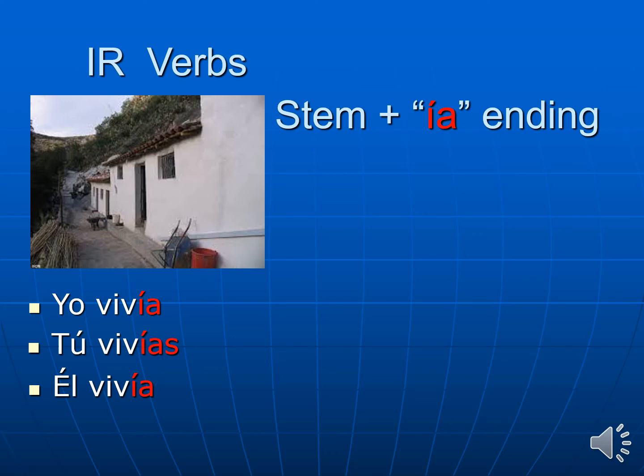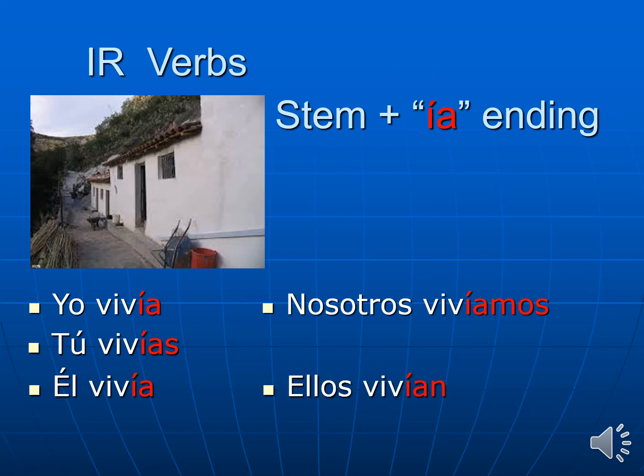Notice that the yo form and the él form on all of the imperfect verbs are the same. Yo vivía, él vivía. They're always the same. The yo form and the he or she form is always the same. Nosotros vivíamos, we used to live, or ellos vivían, they used to live.